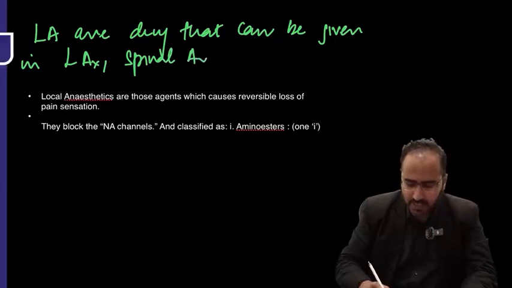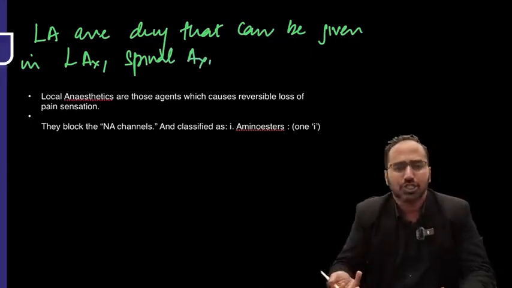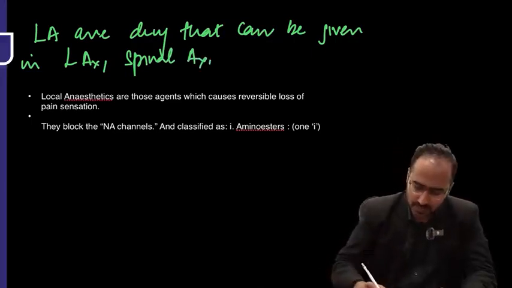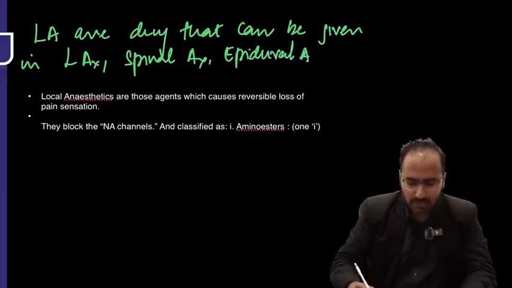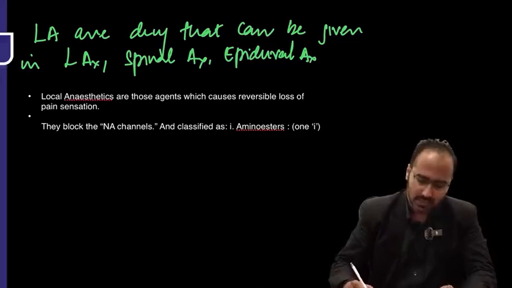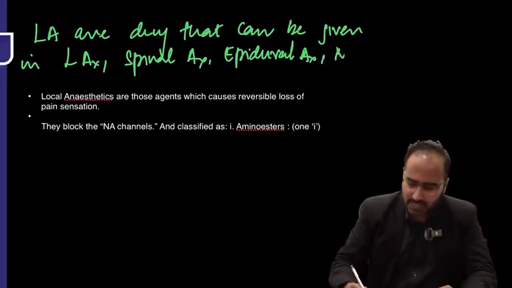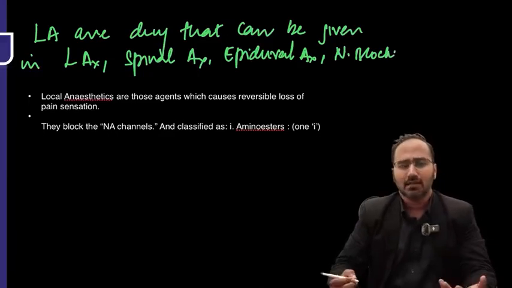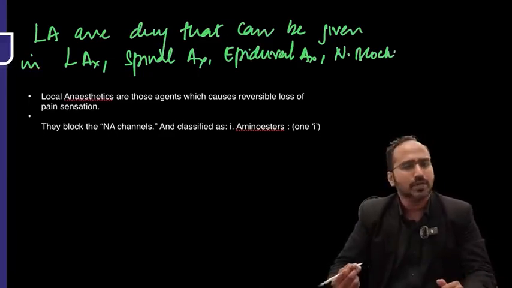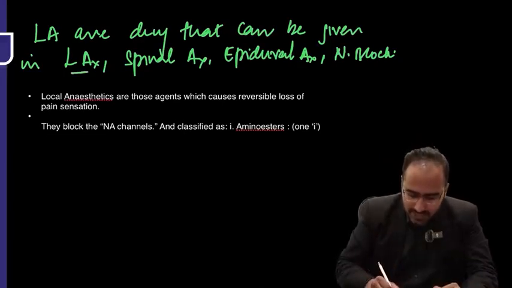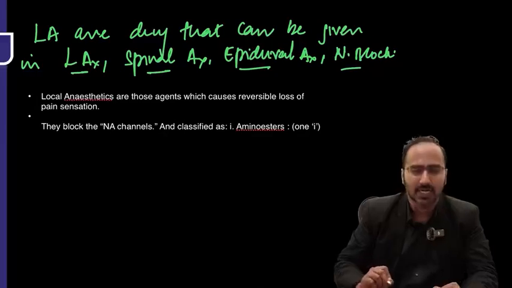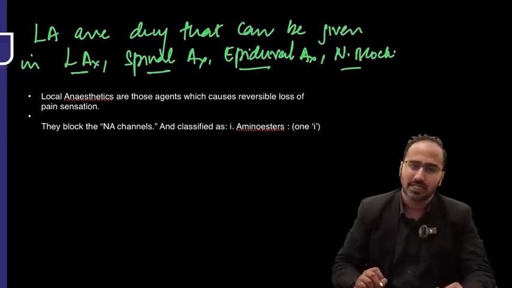Spinal anesthesia, that is, for below umbilicus short duration surgeries. Epidural anesthesia, below umbilicus long duration surgeries, as well as nerve blocks, that is, for brachial plexus block and all, you can use these local anesthetics, right? So they are given in local anesthesia, spinal, epidural and nerve blocks, except for general anesthesia.